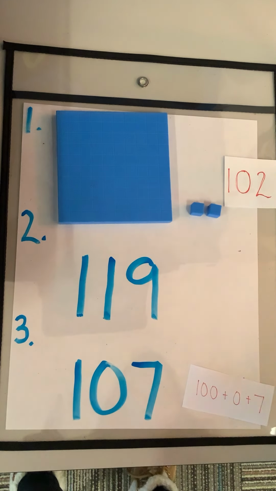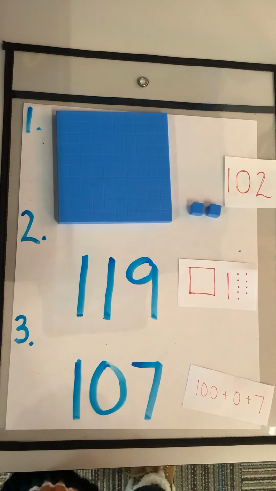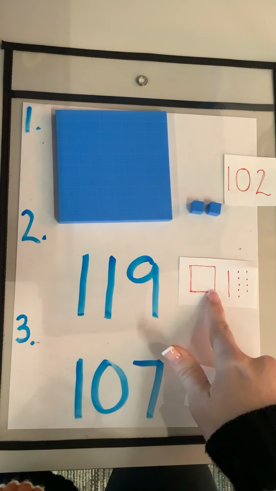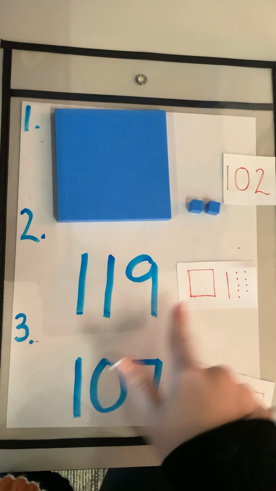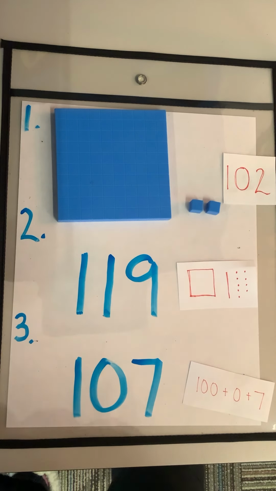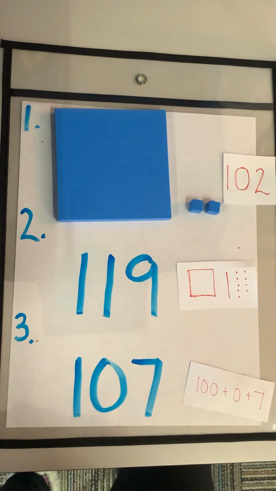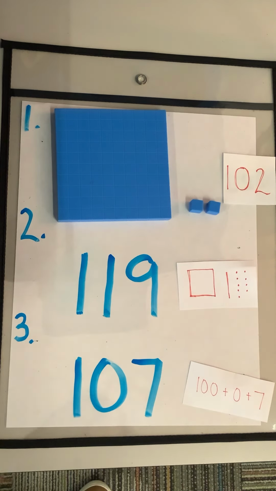Let's look at our other option. Pause the video and decide if you think that this representation of base 10 represents 119. Push play when you're ready. Okay, you should have paused the video and given a thumbs up if it represents 119 and a thumbs down if it does not. Let's see what you decided.